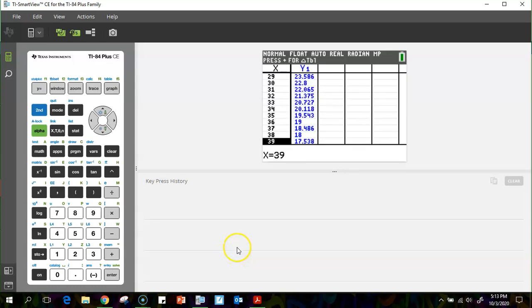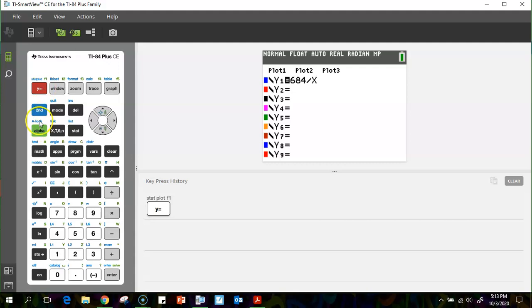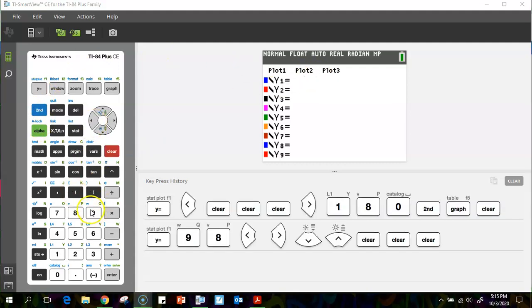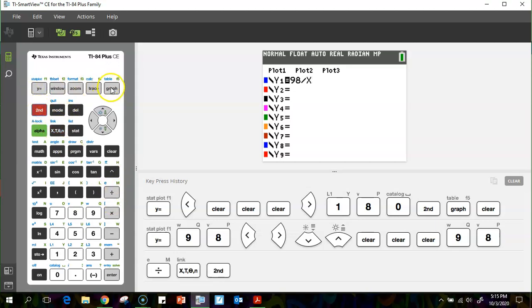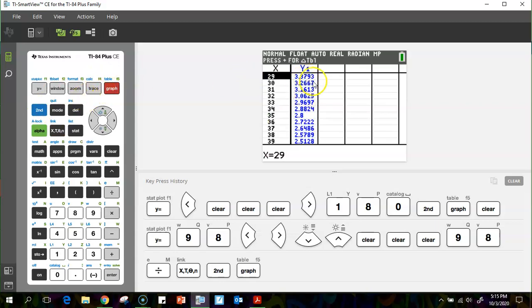You might already know, but if you don't, you can always go over here and go to y equals, and then I just cleared it. Sorry, you have to clear it. And then 98 divided by, and then your x is right here, and then hit second graph. I'm sorry, I didn't show y'all this whole thing. What it does is it shows you all the factor pairs, but what you're looking for is whole numbers.